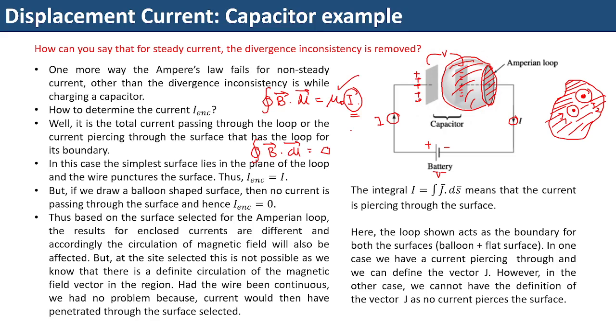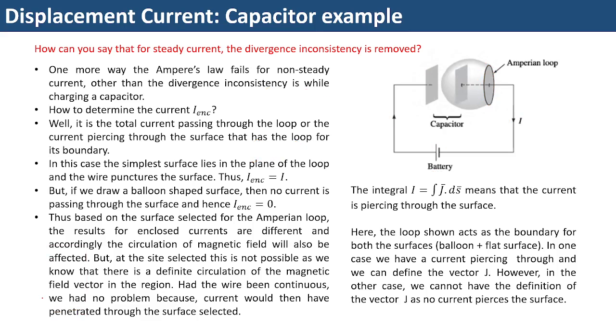Now, if I consider Maxwell's modified version of Ampere circuital law, let me just rub this particular slide. What Maxwell gave us is that del cross B equals mu naught J, where this J is the actual current plus mu naught epsilon naught del E del T. So this is the electric field variation with time.